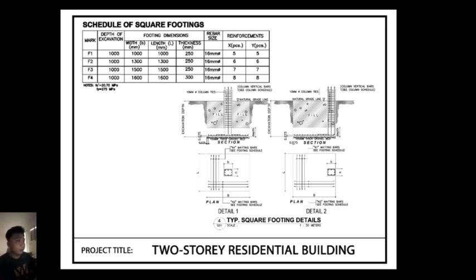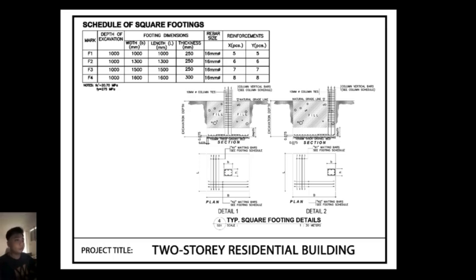Footing 3 is 1.5 meters by 1.5 meters. Footing 4 is 1.6 meters by 1.6 meters and slightly thicker at 300 millimeters. Rebar size reinforcements all use 16 millimeter diameter rebars. This table also shows how many rebars are placed in the XY directions at the bottom matting of the footing.